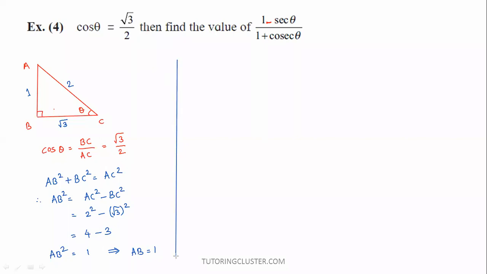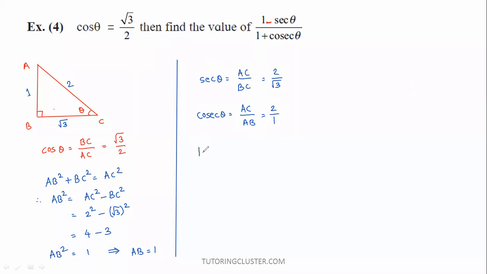Now, next part is very simple. What we have to find out? We have to find out 1 minus sec theta upon 1 plus cosec theta. So let us find first sec theta. Sec theta is equal to hypotenuse upon adjacent, 2 upon root 3. Next, cosec theta, hypotenuse upon opposite side, 2 upon 1.